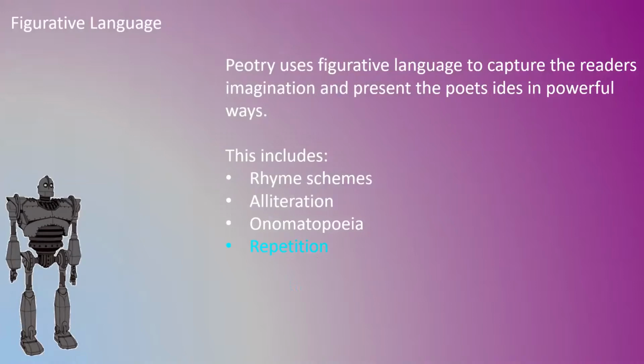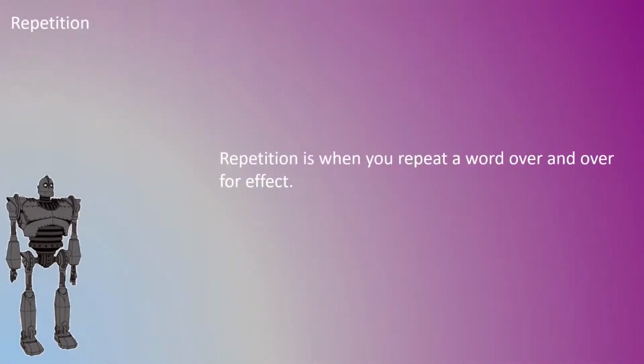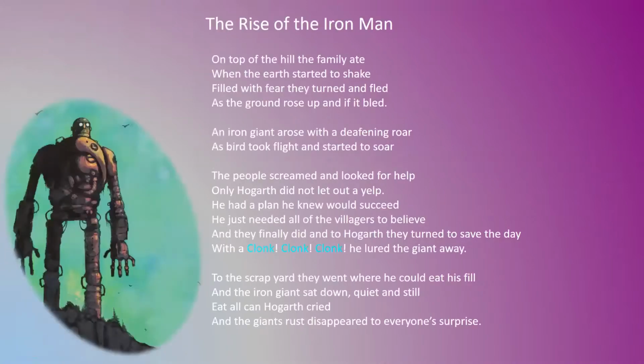Finally, we will look at repetition. Repetition is when you repeat a word over and over for effect. The onomatopoeia and repetition happen at the same point. The clonk, clonk, clonk, repeating to imitate the giant's steps.